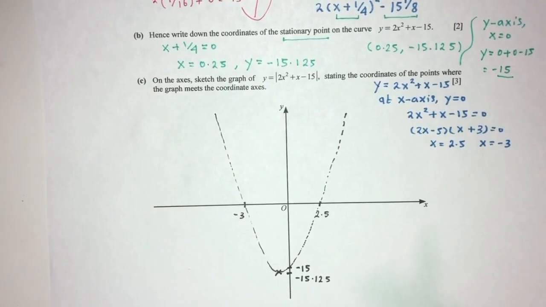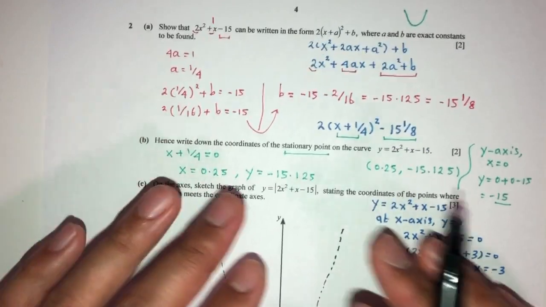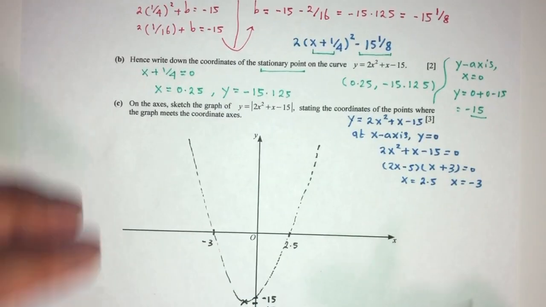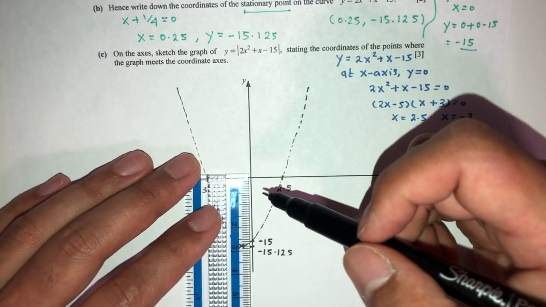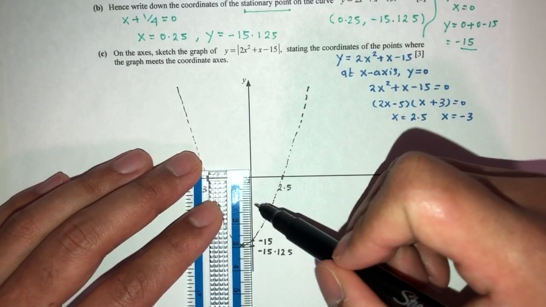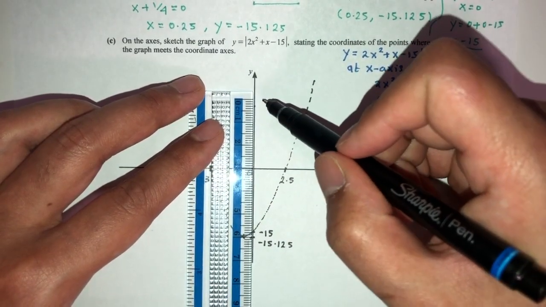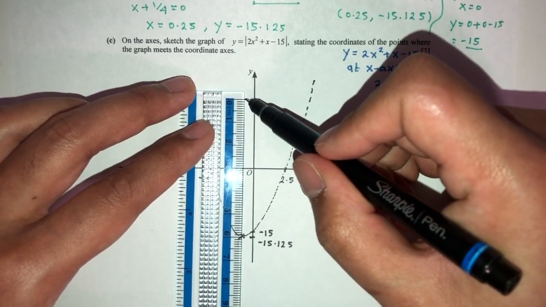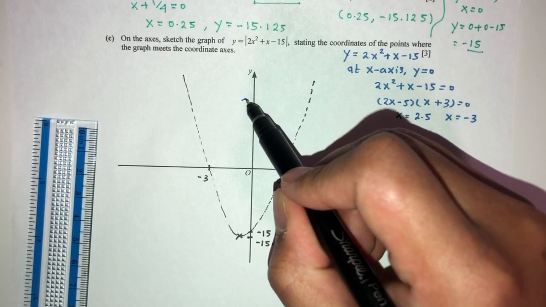You should be using a pencil so that your curve is as smooth as possible. This is my first draft. Obviously this is not my final answer, but now we have to apply the modulus. Modulus just means everything which is below has to be reflected upwards. So basically this point, 2.5 to minus 3 has to be reflected upwards. So everything below will go upwards. That's the main idea for modulus curves.